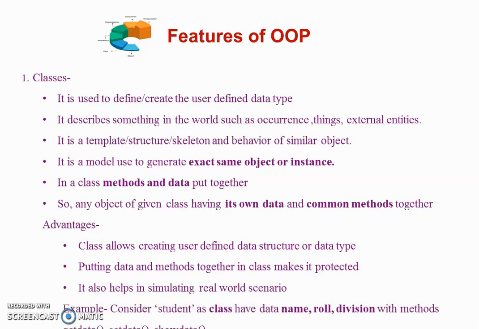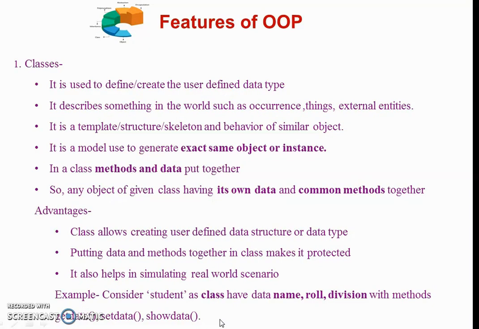Now we are going to see a daily life example of a class. For example, we make one class like student, and roll number, name and division are the data members of the class student, whereas get data, set data and show data are the methods of the class student. So always keep in mind there are two members in a class. The first one is your data members and the second one is the member methods or functions, those are defined inside a class.